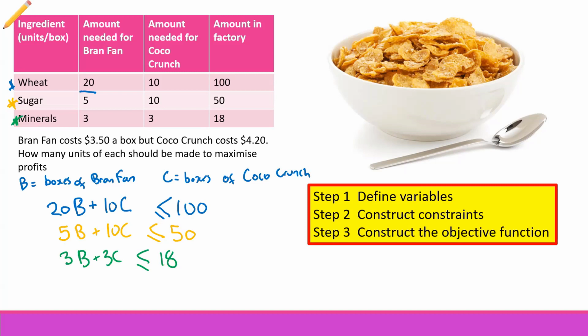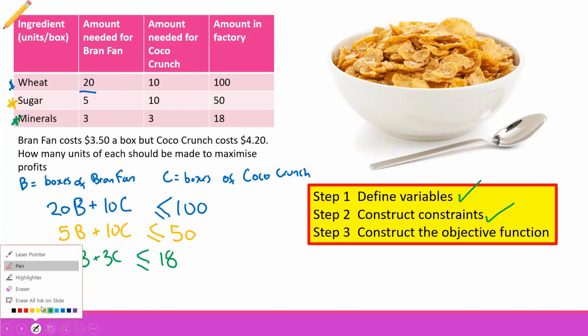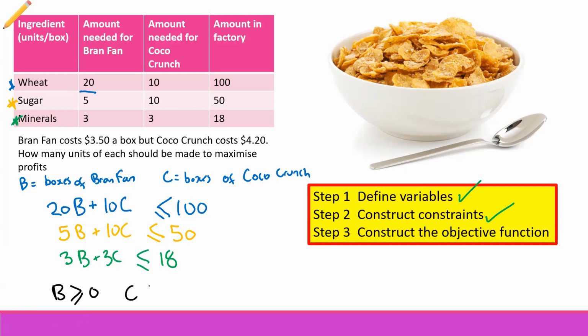So that's now the 3 constraints. That's the first thing done. We've defined our variables and constructed constraints. I should say that we've always got these bonus constraints here at the bottom, which I should just put here just in case. B must be greater than or equal to 0 and C must be greater than or equal to 0. You can't have negative boxes of Cocoa Crunch.